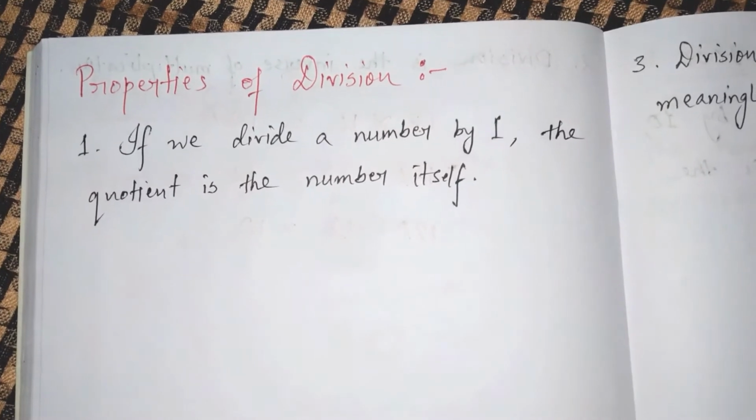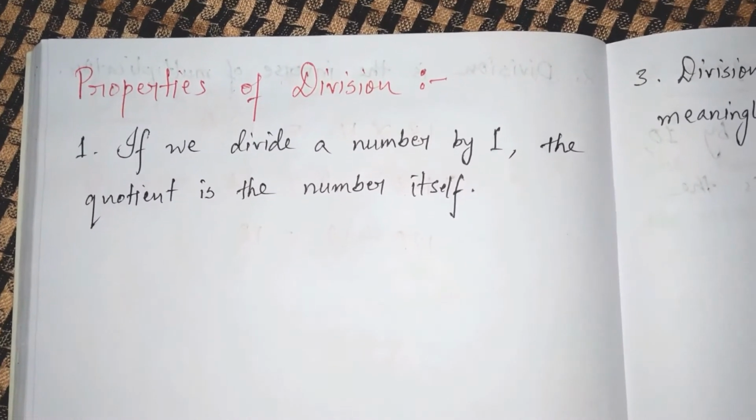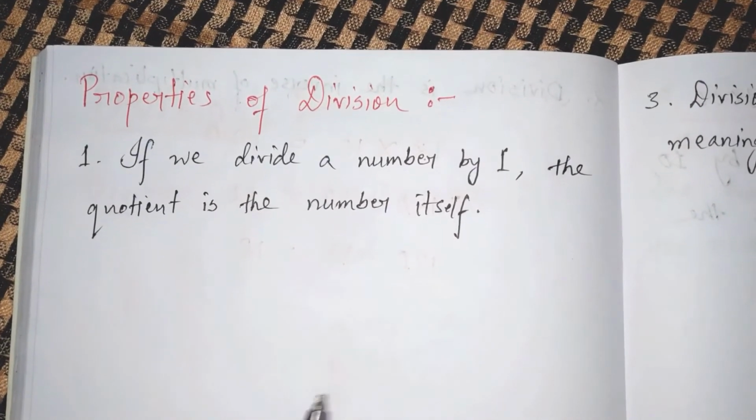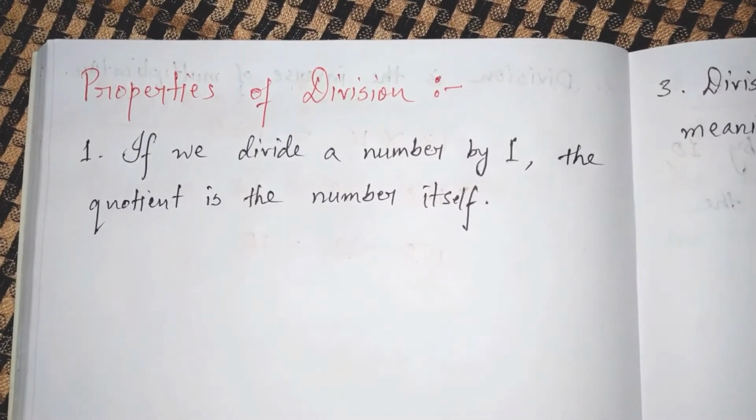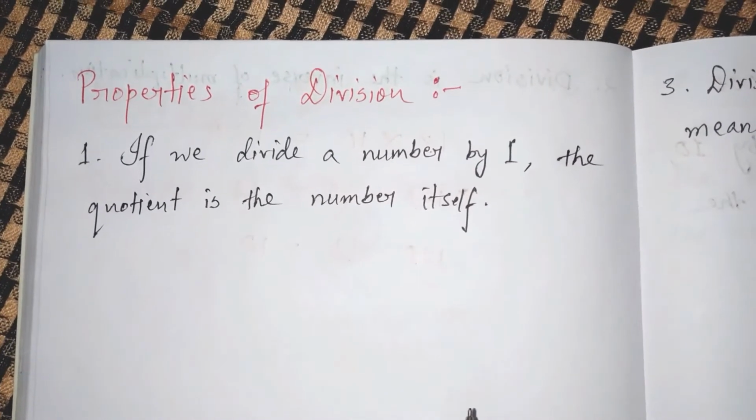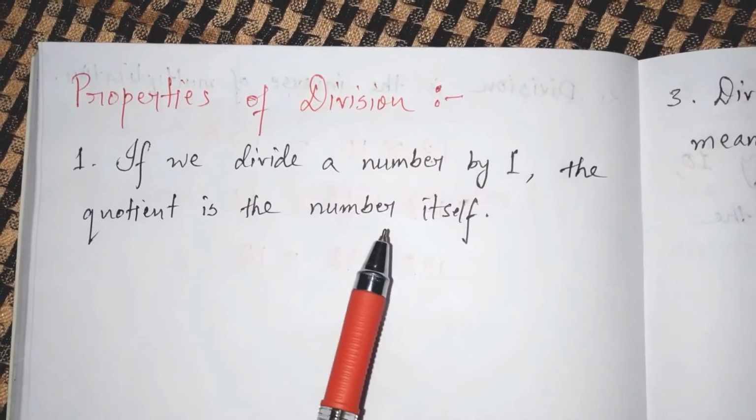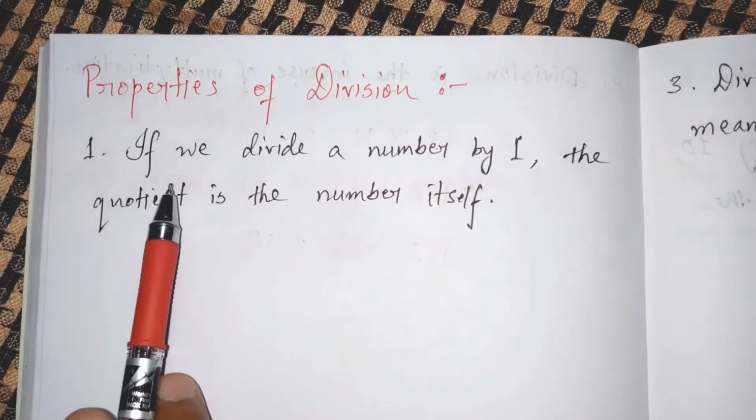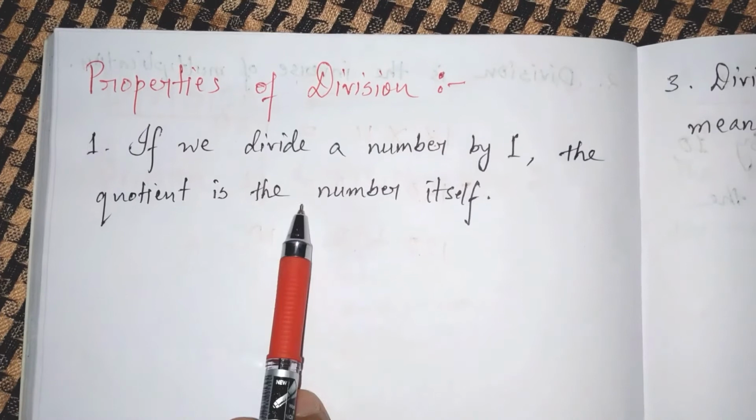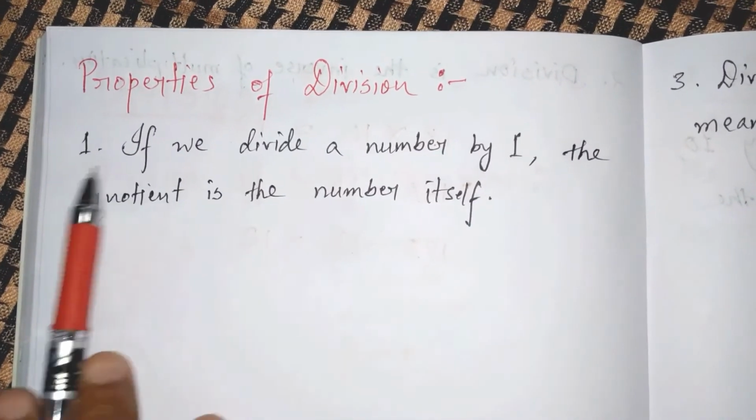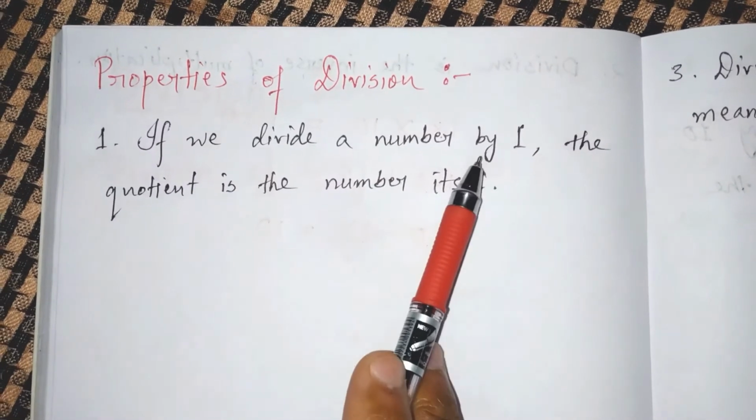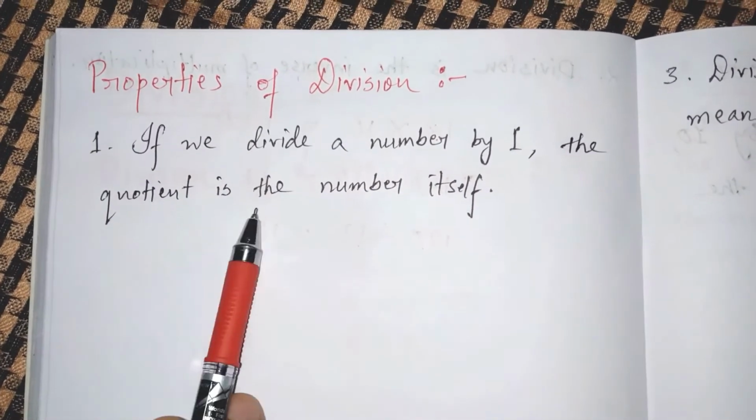If you have seen the previous video, then you know that while doing multiplication we did some properties, and those properties helped us while doing different sums. So for division also we will do some properties. Let's understand the first one. The first one says if we divide a number by 1, the quotient is the number itself. This property is very easy.